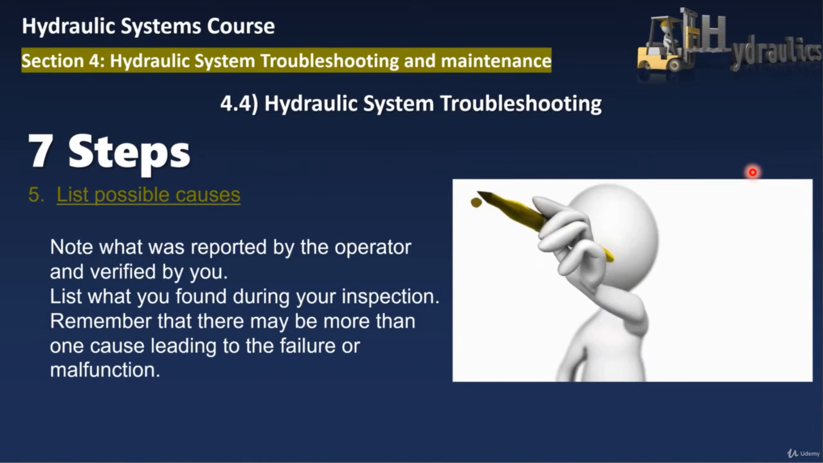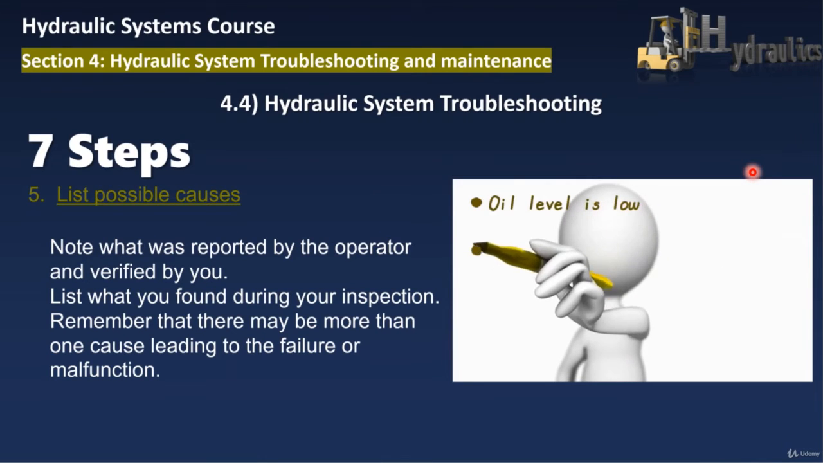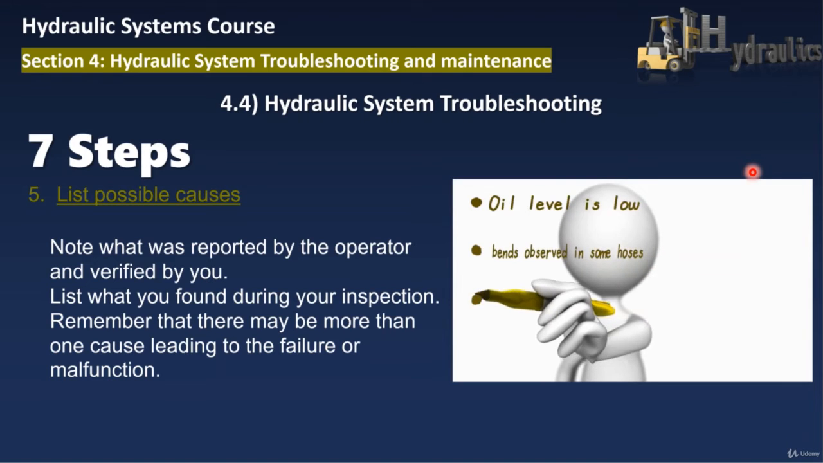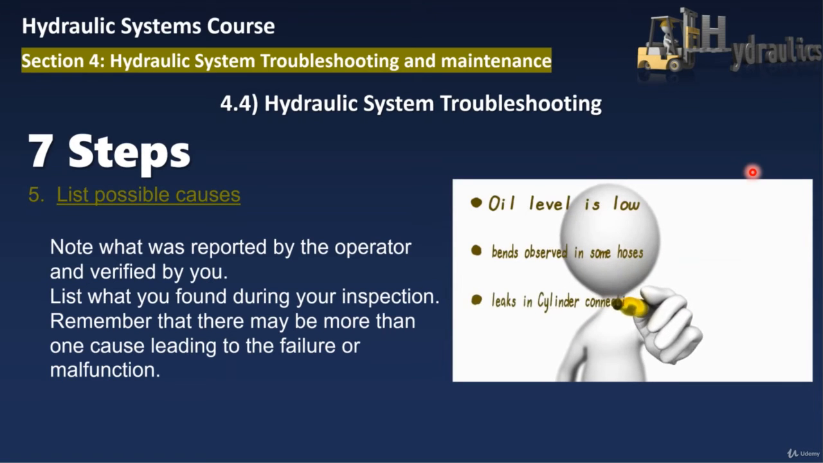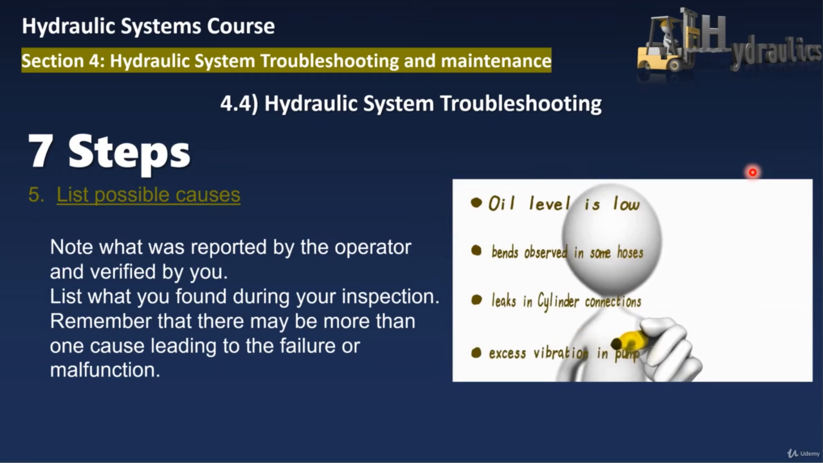Then note what was reported by the operator and verified by you, and make a comparison. List what you find during your inspection. Remember that there may be more than one cause leading to the failure or malfunction. So you have to list down all of your causes and compare them with what was discussed with the operator, and then act accordingly.